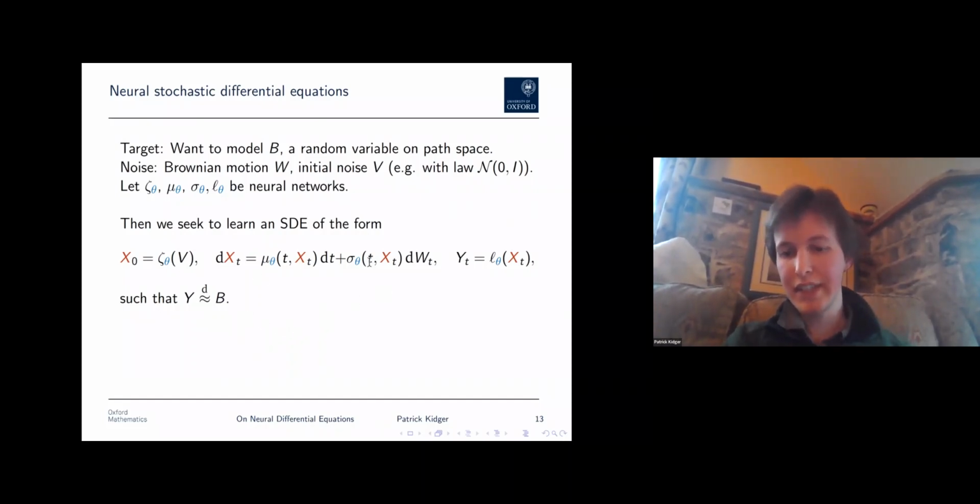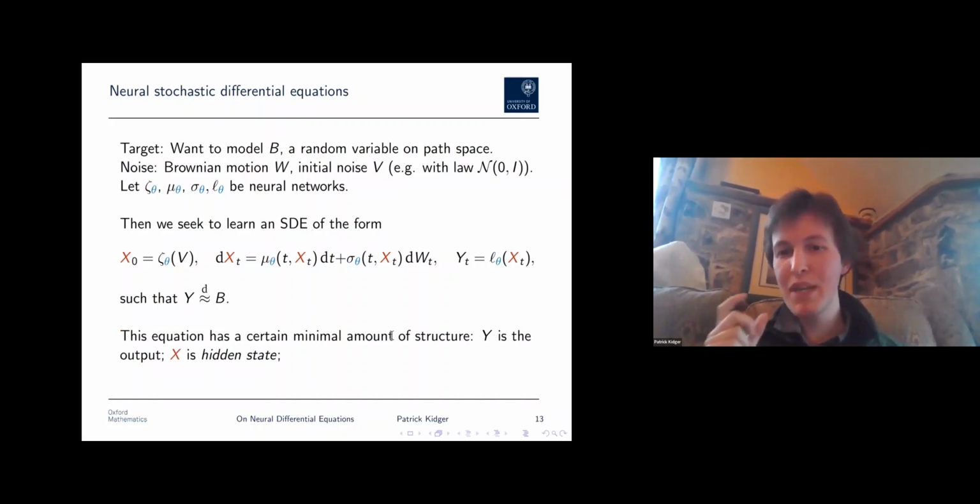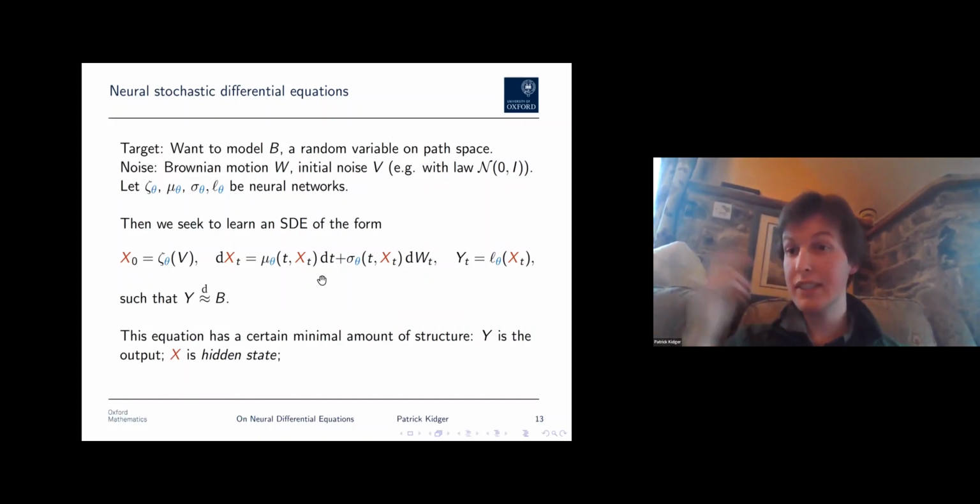So why have I written down the SDE like this? Well, it has a certain minimal amount of structure. We have hidden state. X is hidden state. This speaks to that discussion we had several slides ago about controlled differential equations, which is that you need hidden state in general. If I was to write down dY(t) equals some stuff, if I was to directly do the evolution in data space, then maybe that's good for Markov processes. But in general, the thing I observe will not be Markov. In general, I haven't observed my data completely. I've only got a partial observation. And so the way we handle that is by working in a latent space.